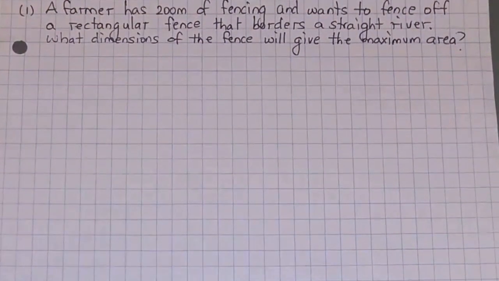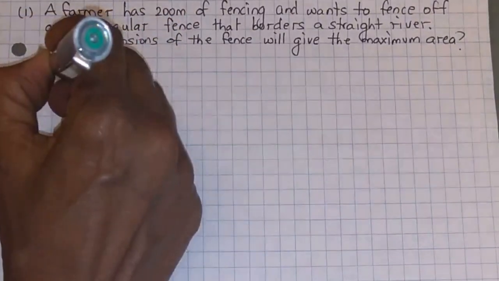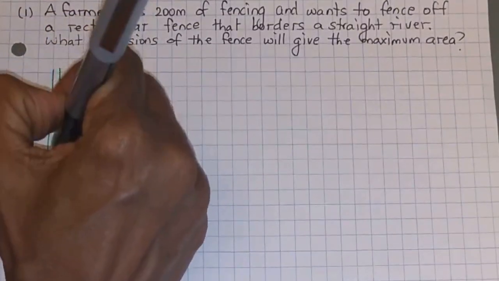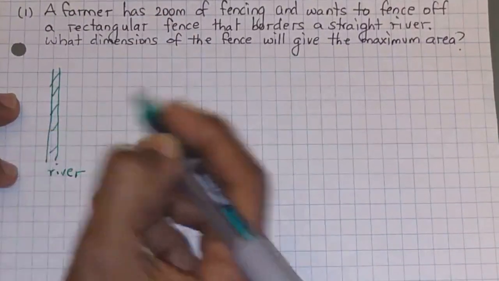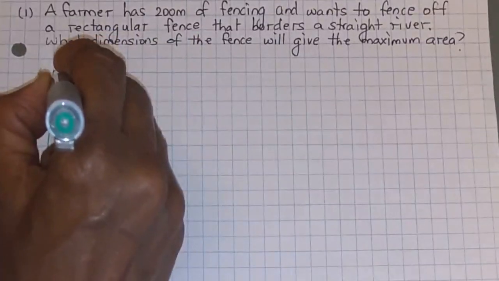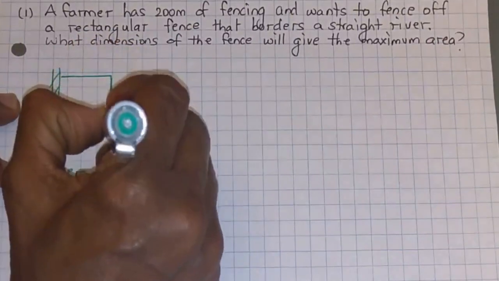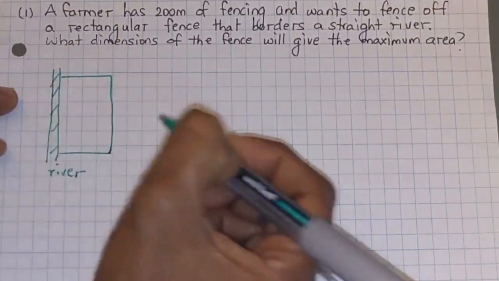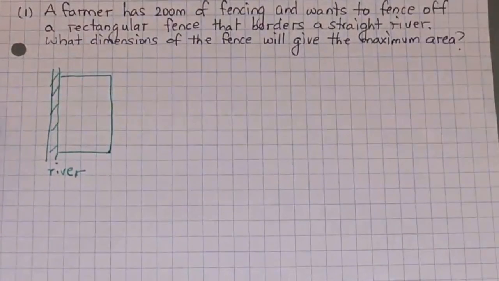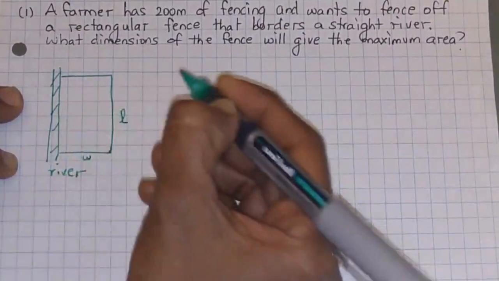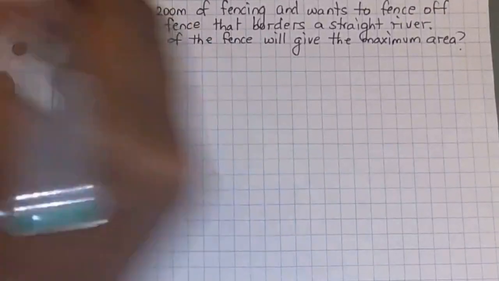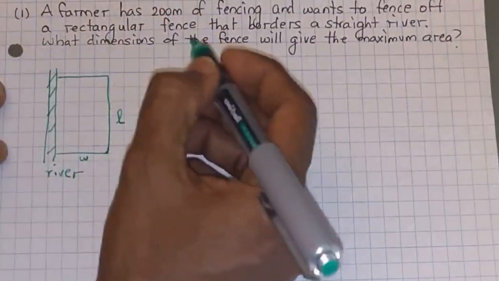So let's quickly do a diagram for the river. If that is the river, the field that's going to be built with the fence is going to be like this. So it's only going to have three sides. One of the sides is going to be the river. So we have a width and we have a length. And we do have to make two variable statements.